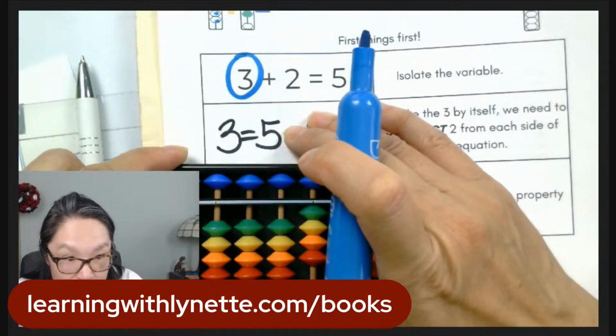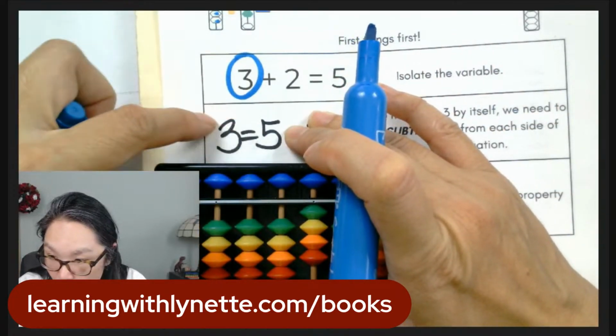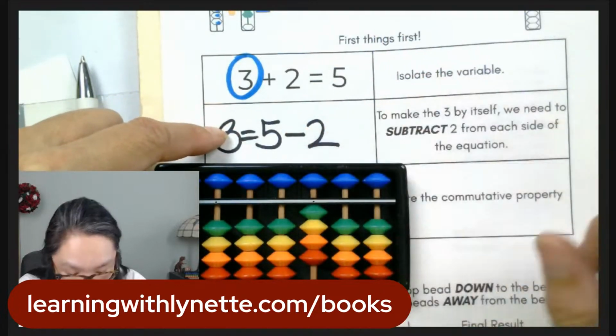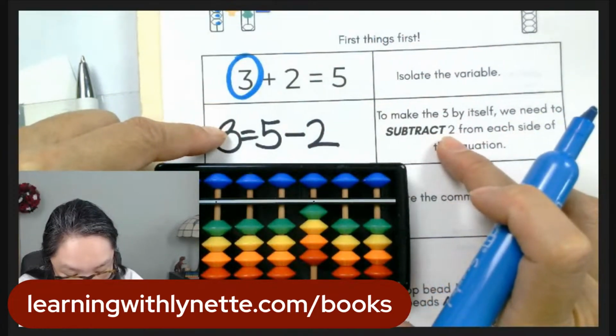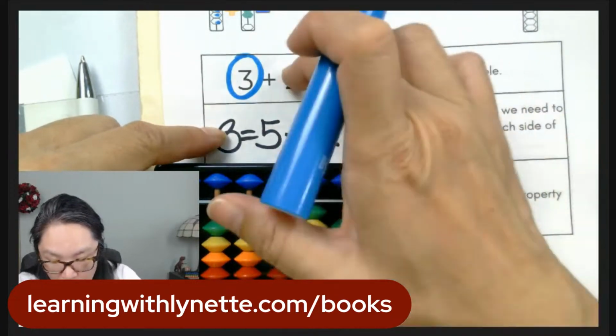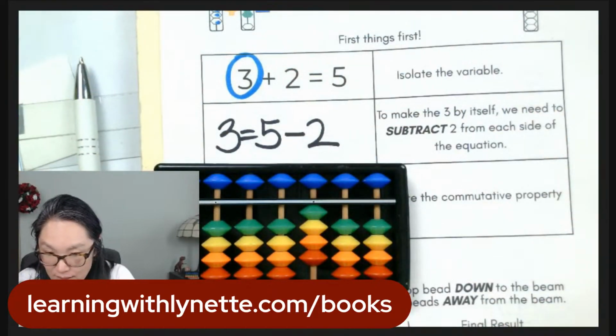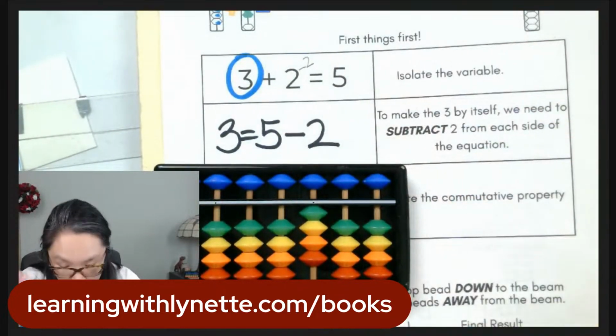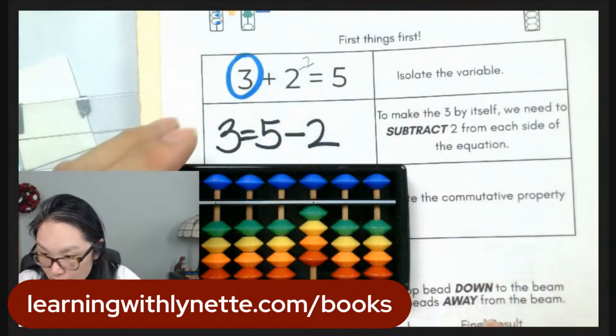Notice if I make it by itself and then I can't anymore. 5 is too much. I need to minus the 2. So here it says we need to subtract 2 from each side of the equation. So this is what I'm doing. I'm minusing the 2. If I minus the 2 here, then that means I just made it 0. So 2 minus 2 is equal to 0. So that's why I don't write it here.